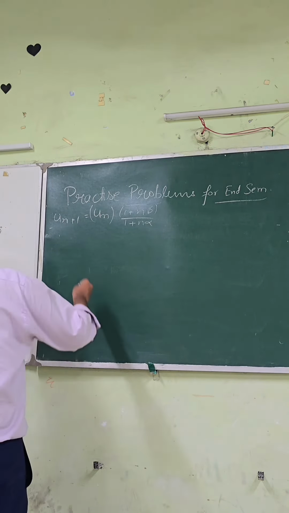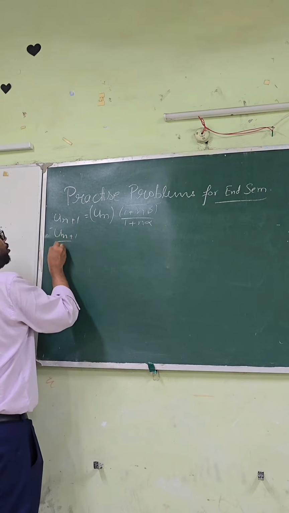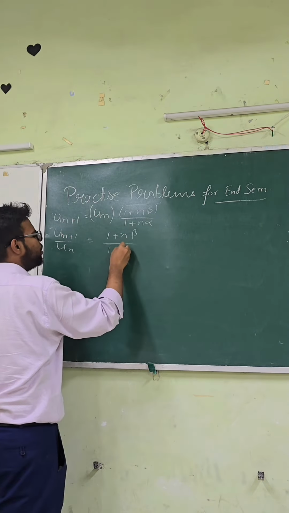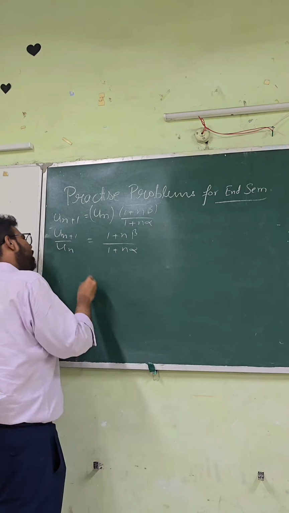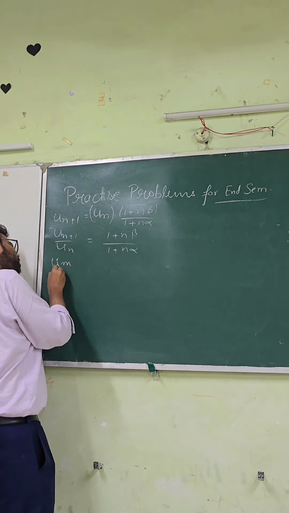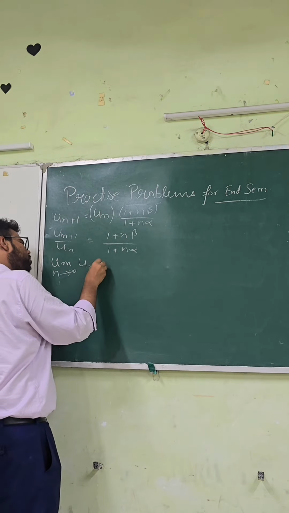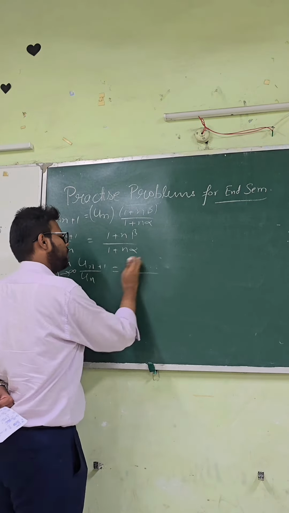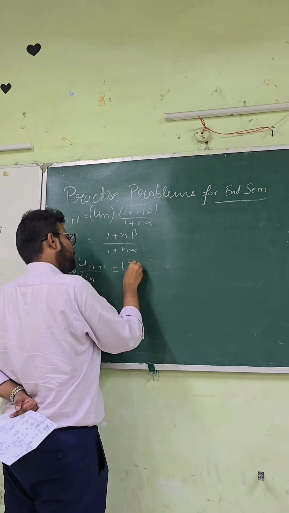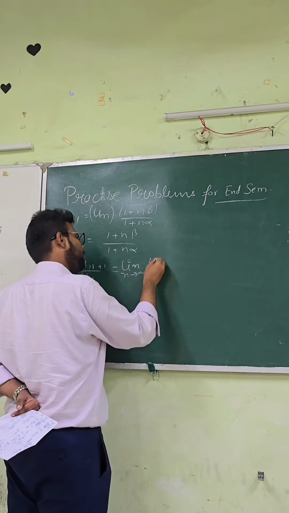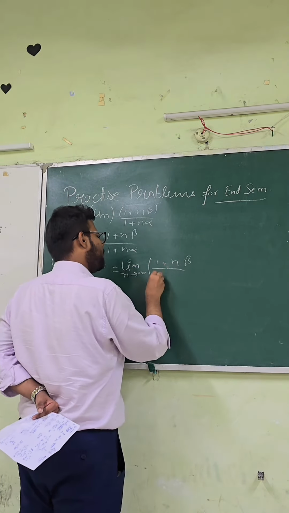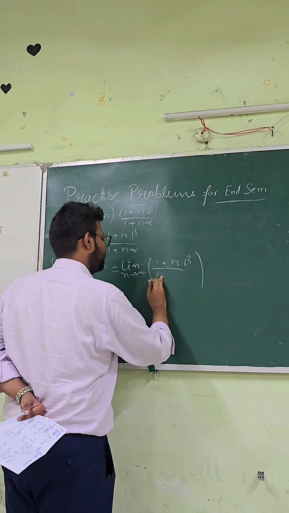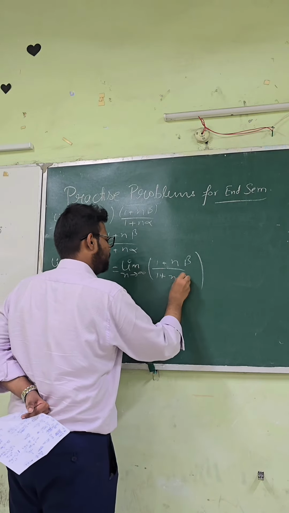Okay. So you get u_(n+1)/u_n equal to (1 + nβ)/(1 + nα), right? And now you use D'Alembert's test: the limit as n tends towards infinity of u_(n+1)/u_n is equal to the limit as n tends towards infinity of (1 + nβ)/(1 + nα), right?